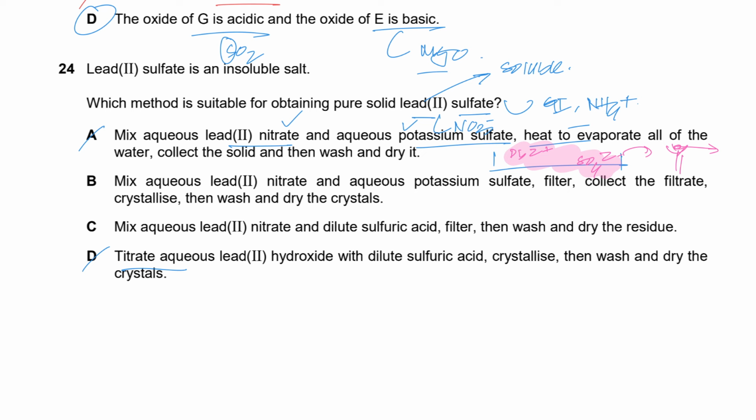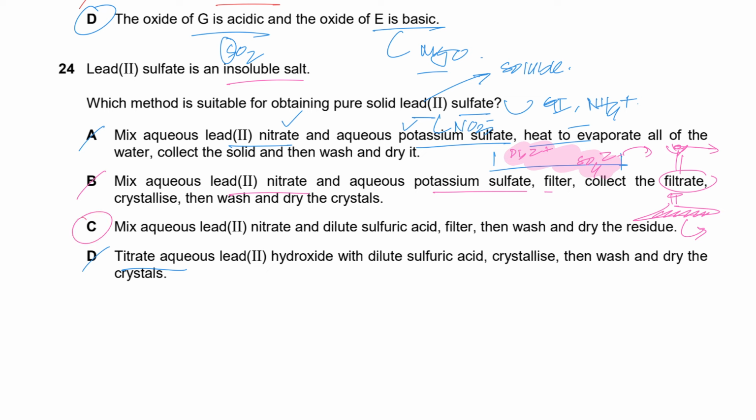Mix them, aqueous potassium sulfate, lead nitrate, awesome. Filter and collect the filtrate. Wrong, because filtrate is this solution right here, the soluble solution which comes down into your conical flask. He's saying take that filtrate and crystallize it. That won't give you lead sulfate, that would actually give you solid potassium nitrate, because potassium nitrate is going to be collected as filtrate, and if you heat it till the point of crystallization, potassium nitrate solid is going to form and water is going to evaporate. So we don't need potassium sulfate solid, we need lead sulfate.